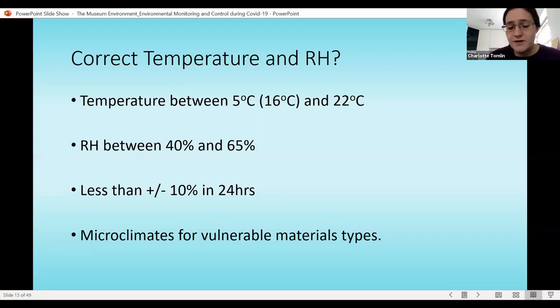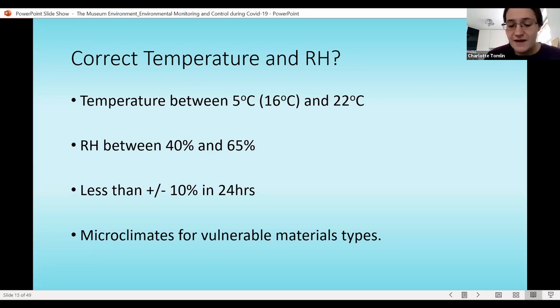A mid-range RH between 40% and 65%, so above the threshold where organic objects suffer dramatic contraction, and below the threshold for mould growth and most pest activity. And less than 10% fluctuation in 24 hours to reduce the risk of expansion and contraction in organic objects and dissolution and crystallisation of salts.